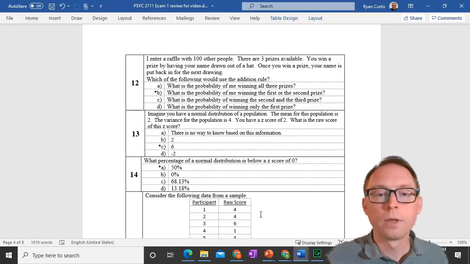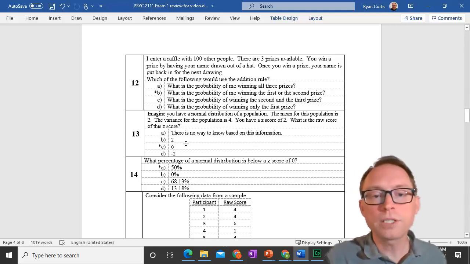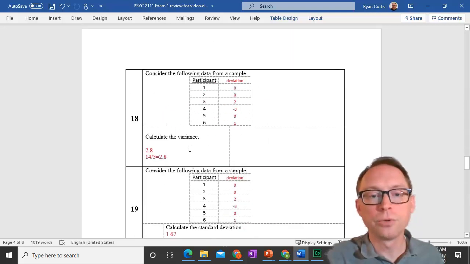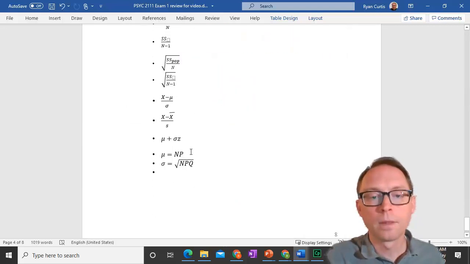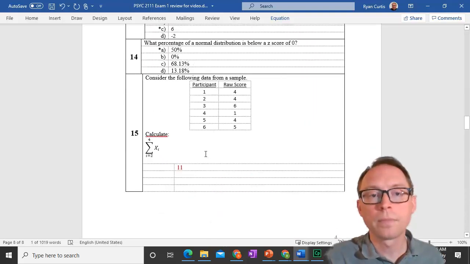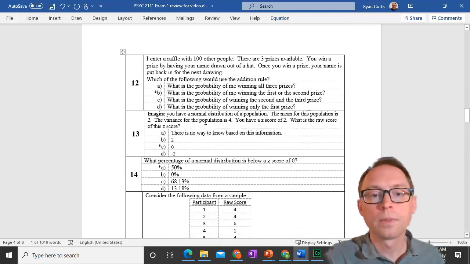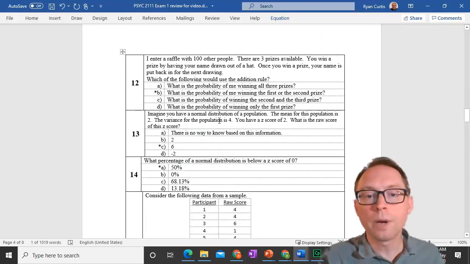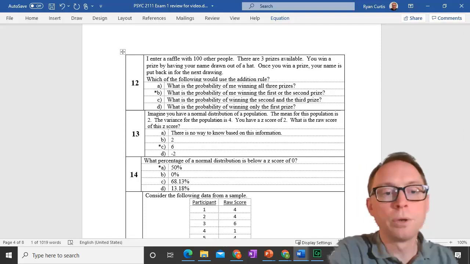Okay, so here's what we got to do. This number 13 is asking us to use, let me show you which one we're using. To get the raw score from the z-score, you use this: mu plus lowercase sigma times z. That is the mean plus the standard deviation times z. All right? So we get the mean plus the standard deviation times z. So let's look at the question again. So the mean for the population is 2. So that's going to be our mu, 2.